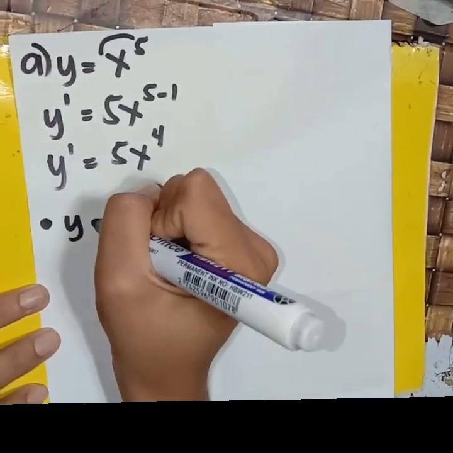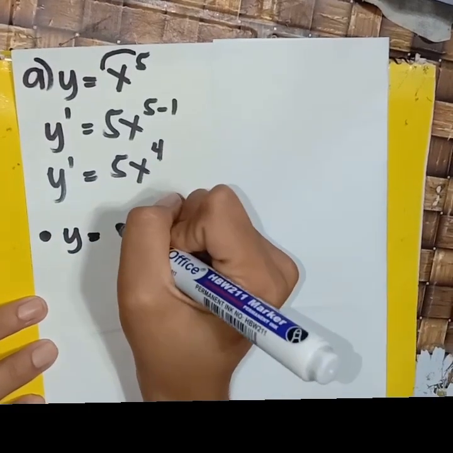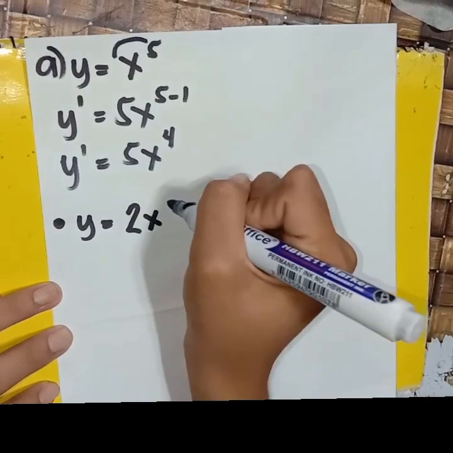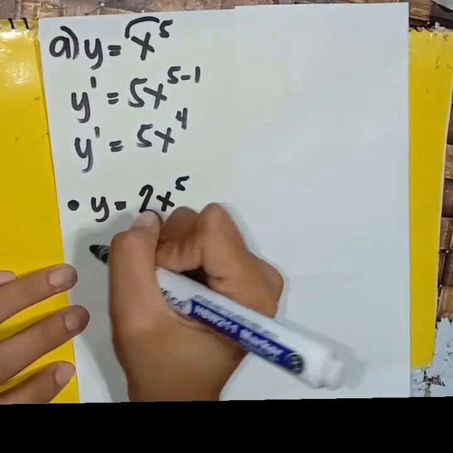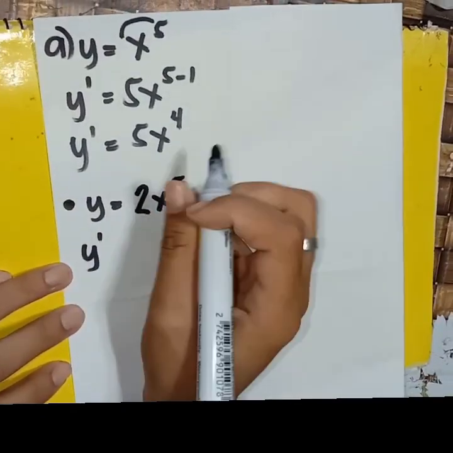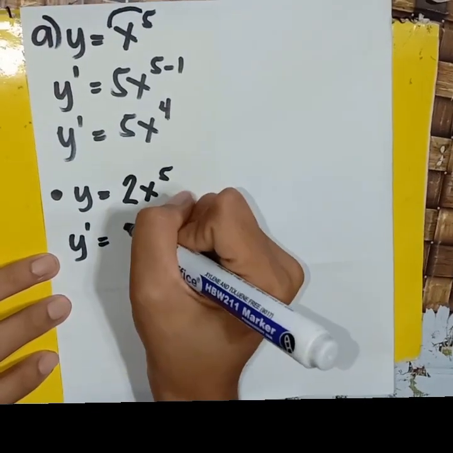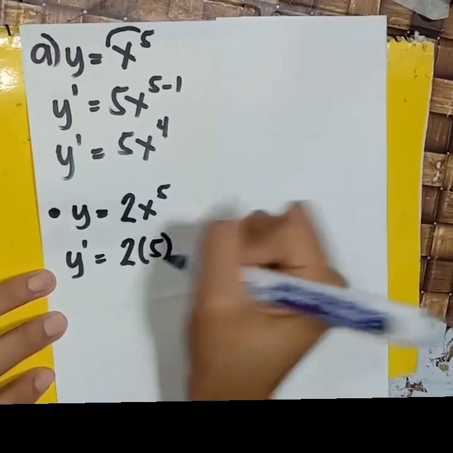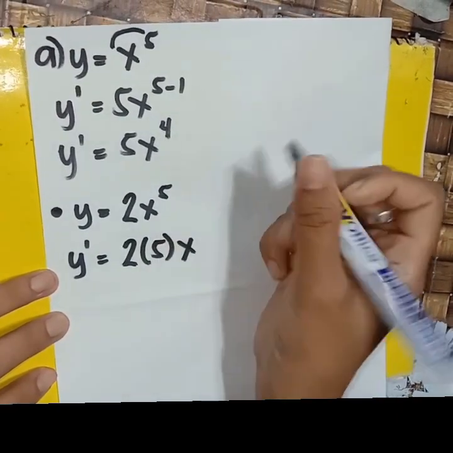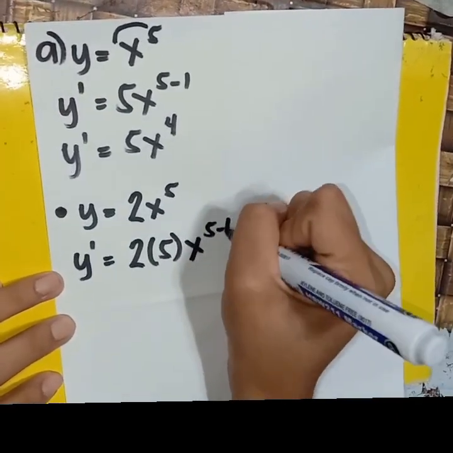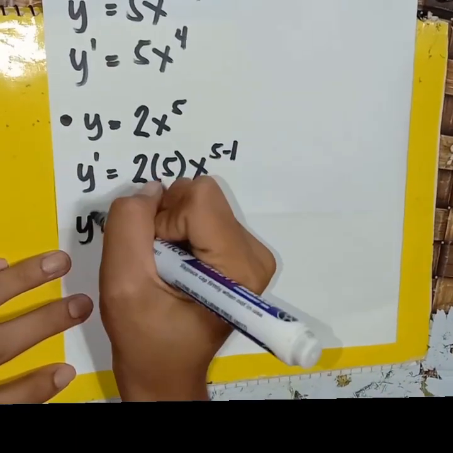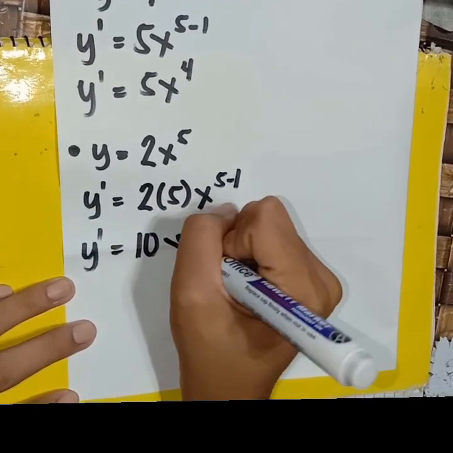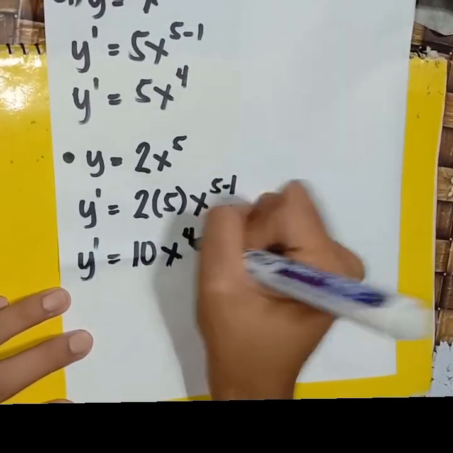How if there is a numerical coefficient like this, 2x raised to 5? It will become 2 times the exponent 5, then x raised to 5 minus 1. So it will become 10x raised to 4.